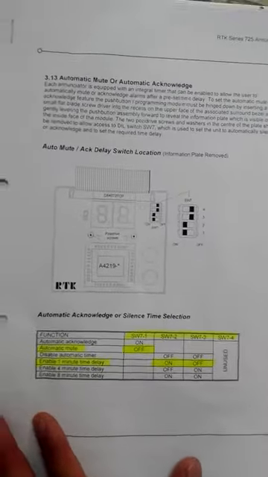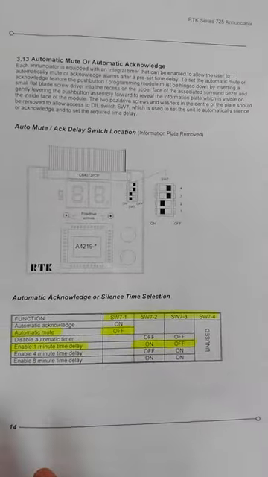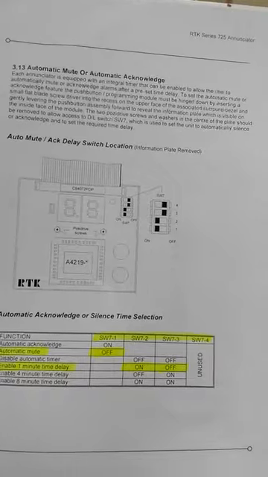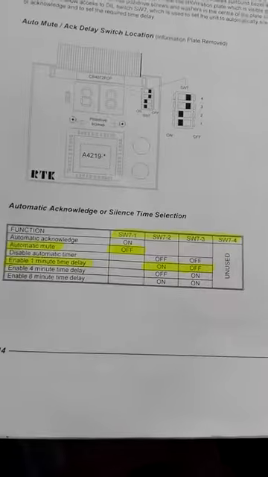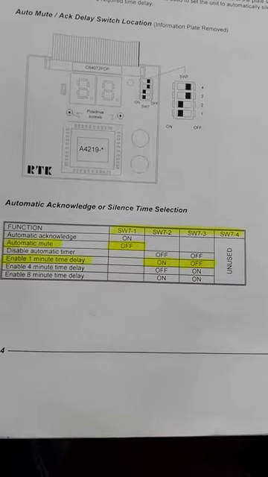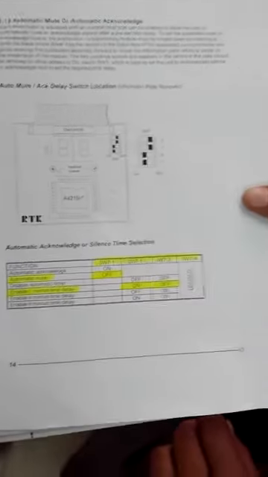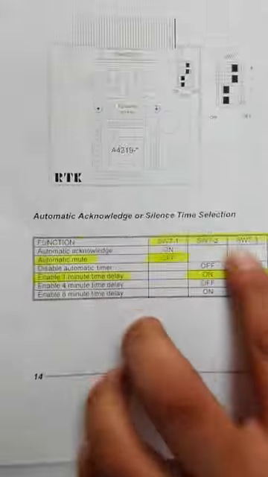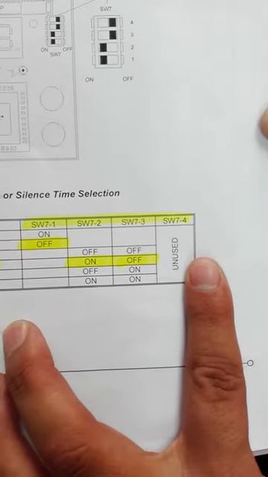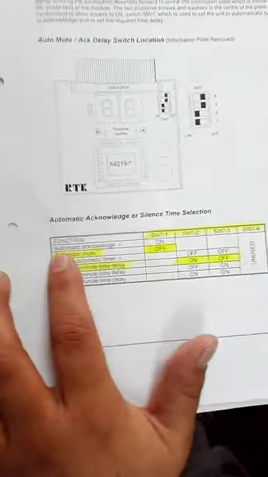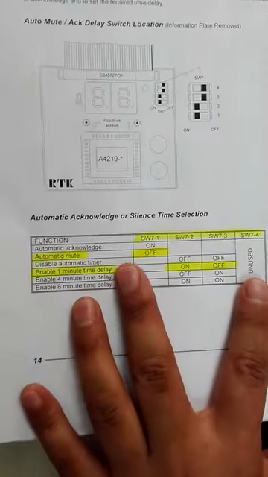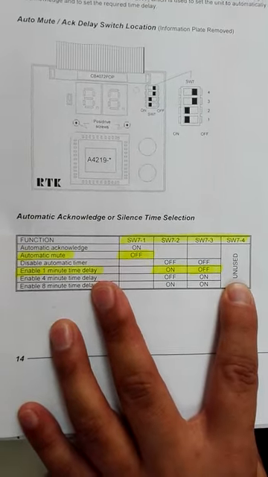Yeah, so now you can see this manual. Here everything is labeled, but going through every point is very difficult. I will just brief you on what we have to do here for our settings, what our requirements are, and what procedure is to be followed. First, see here: automatic acknowledge or silence time selection. Here we have the functions labeled according to the switches. First we will explain this and then we will show you practically.